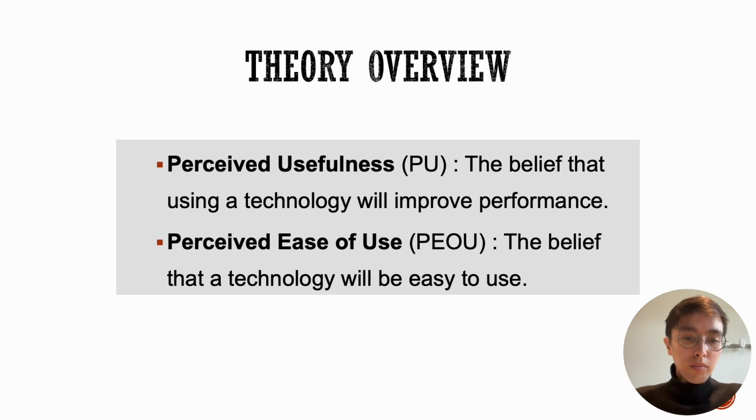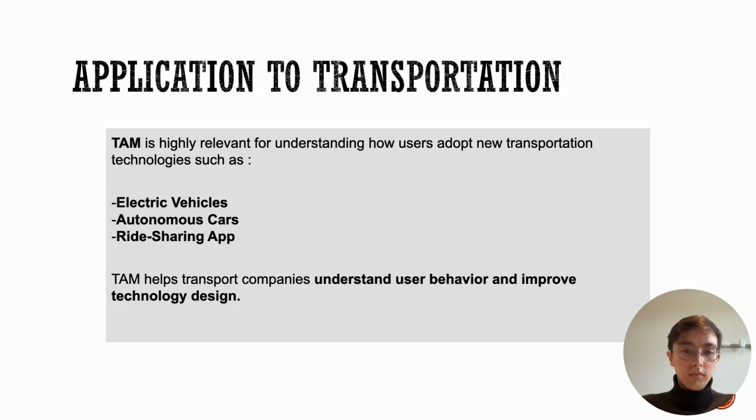Secondly, PEOU, the perceived ease of use: the belief that the technology will be easy to use. So TAM helps predict technology adoption by analyzing how these two factors influence a user's decision to accept or reject a new system. So let's apply this to transportation.